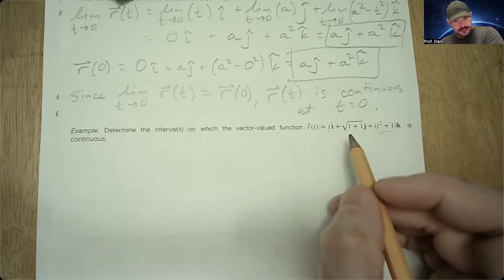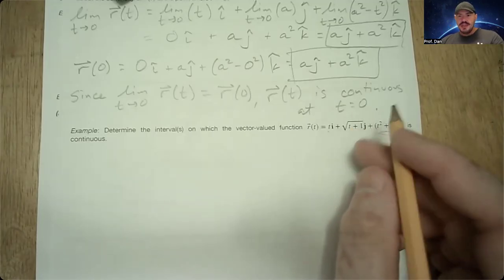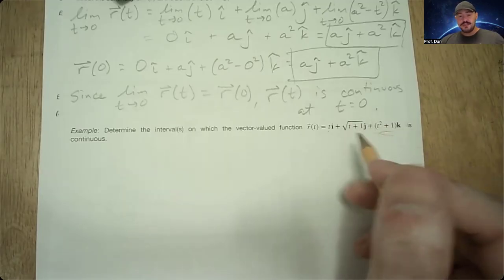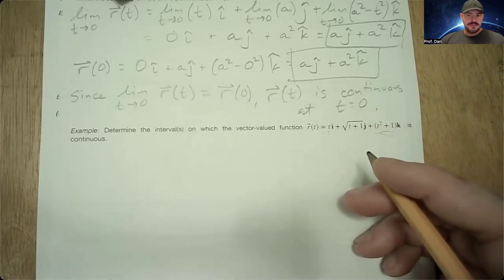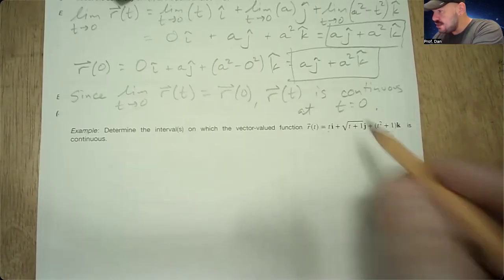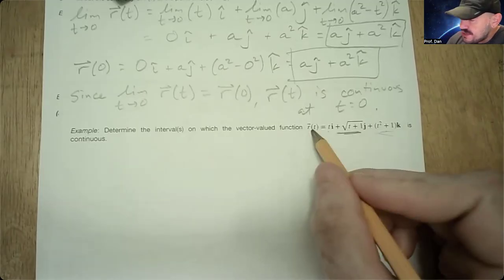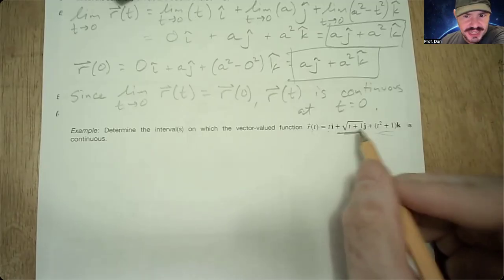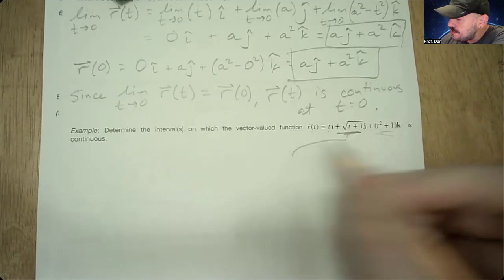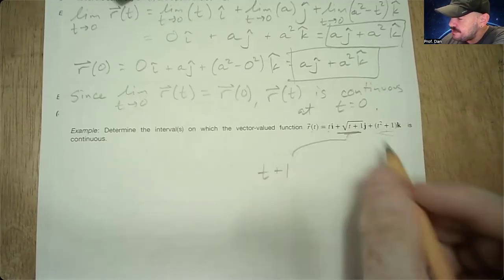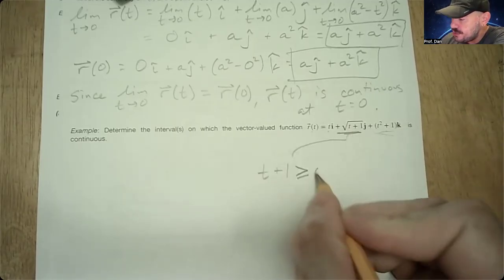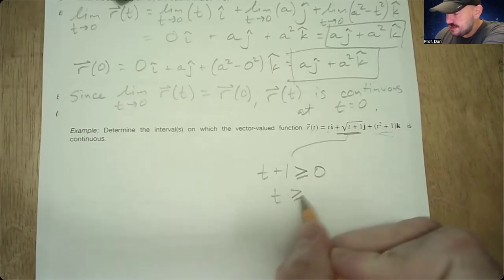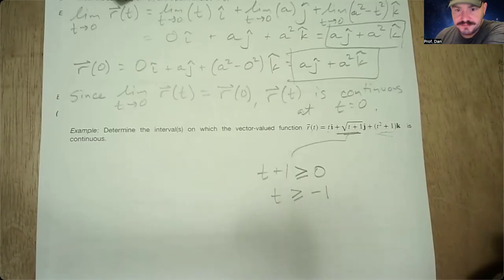Foreshadowing. Look at j though. This involves the square root. Anytime that we have an even root, you have to remember that the inside of that root has to be positive or 0. Basically, it has to be non-negative. So we know that our limit for this function will only exist for values of t where this is not problematic. So I'm going to take t plus 1. I know that this has to be greater than or equal to 0. I know that that's going to be true if t is greater than or equal to -1.